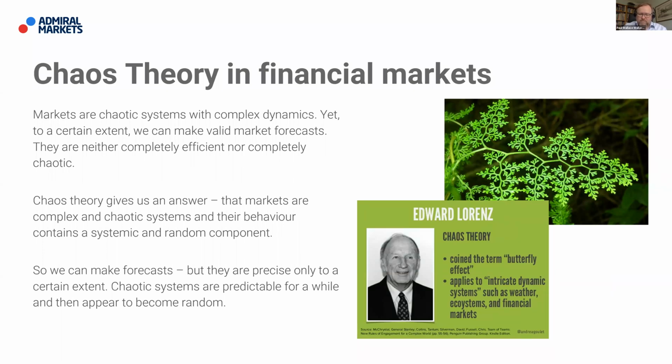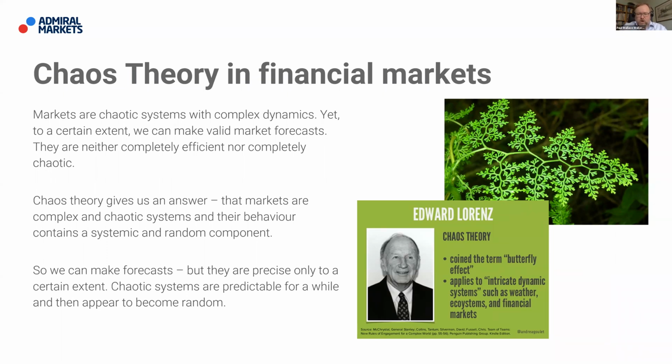And chaotic systems are predictable for a while and then appear to become random, which might help you explain and understand. It might actually leave you even more bemused and bewildered. Have no fear, stay with us. What we'll see is, slide by slide, I'm going to build upon this into how it turns into a trading system that you can use in financial markets.